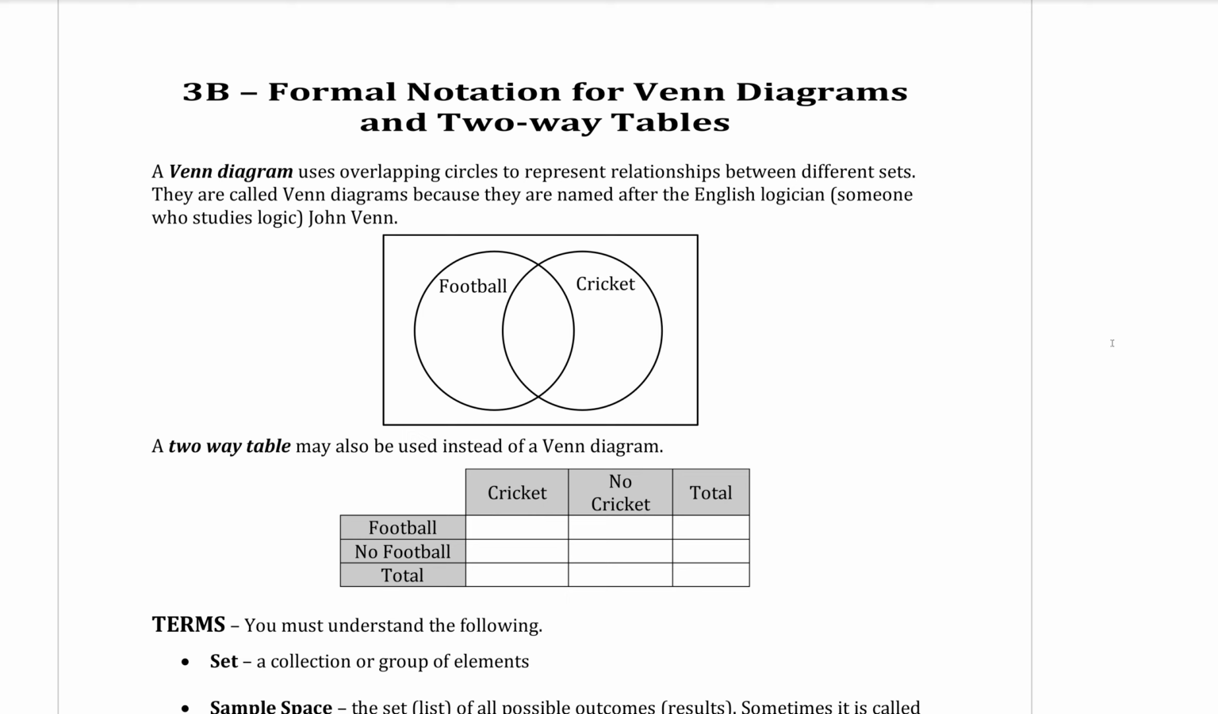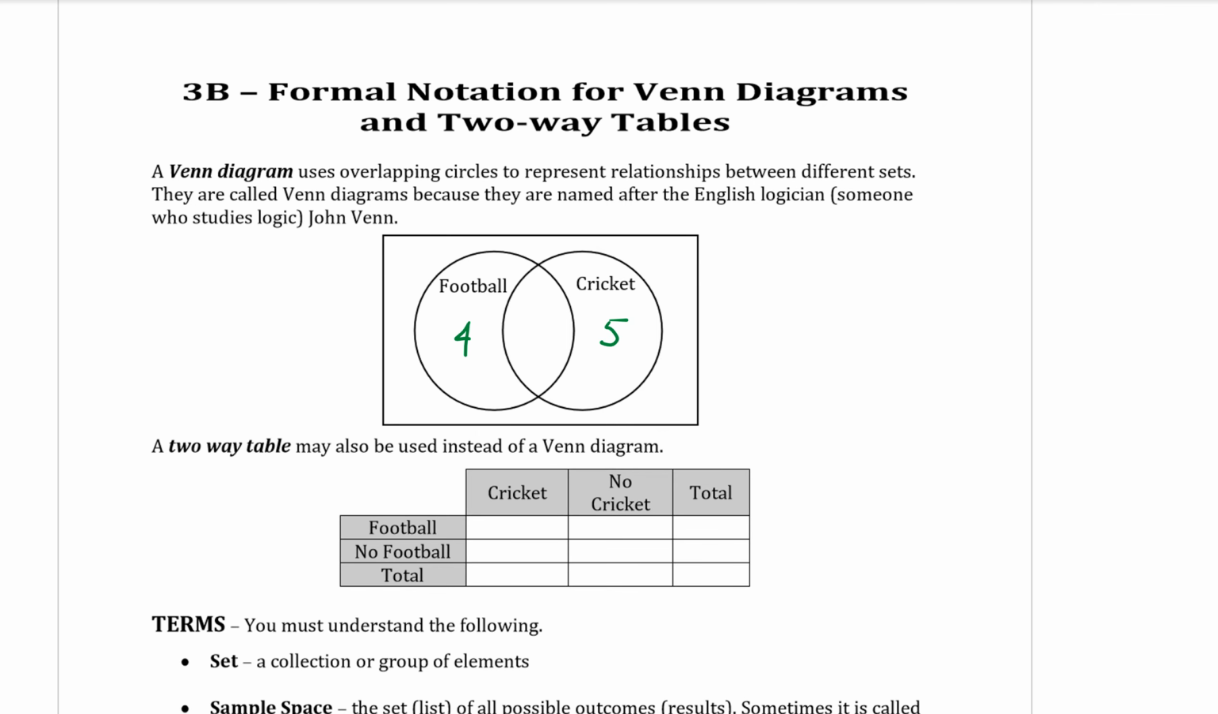They are called Venn diagrams because they are named after the English logician, who is someone who studies logic, called John Venn. So it was named after him. So I'm going to make up some numbers to put in this Venn diagram here. I'm going to say the people who like to play football and the people who like to play cricket. There are 4 people in football and 5 people who like to play cricket.